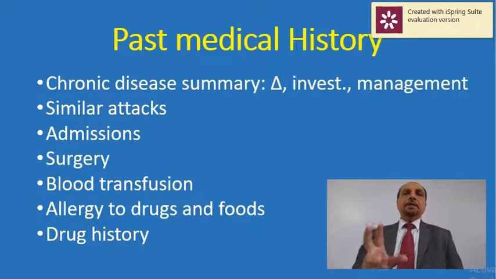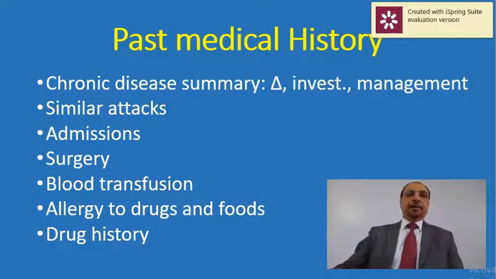We will speak about past history of similar attacks, and this is important because, for instance, if the child frequently has infections and failure to thrive, we may suspect another cause, like immune deficiency. Sometimes because of malnutrition or undernutrition, there is secondary immune deficiency, so we have to treat the original problem.